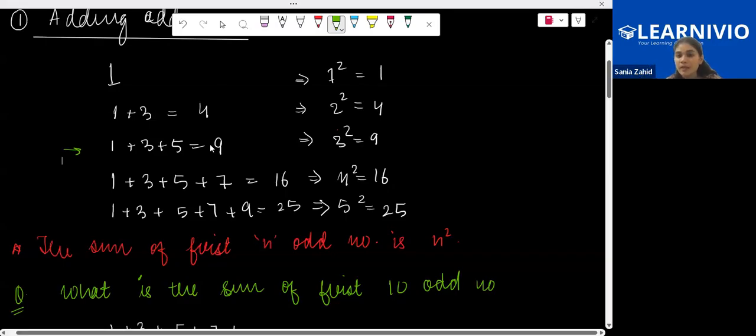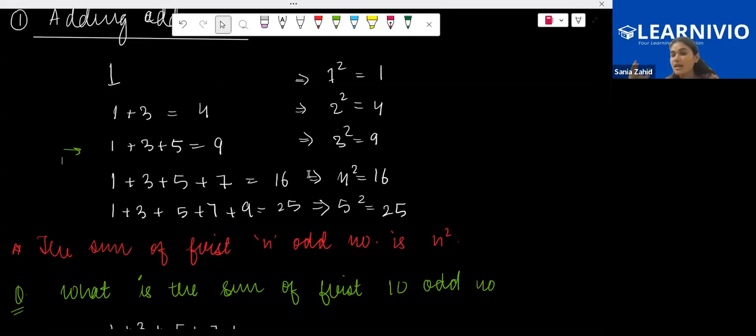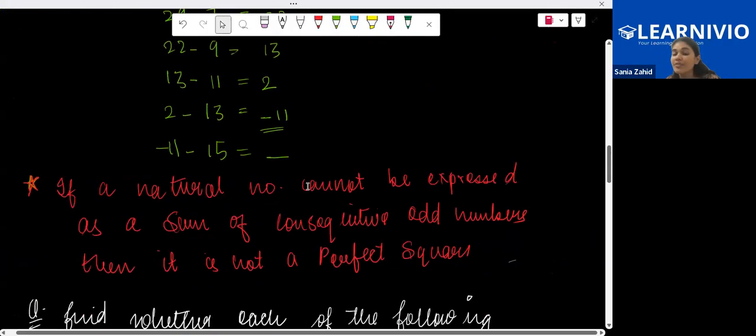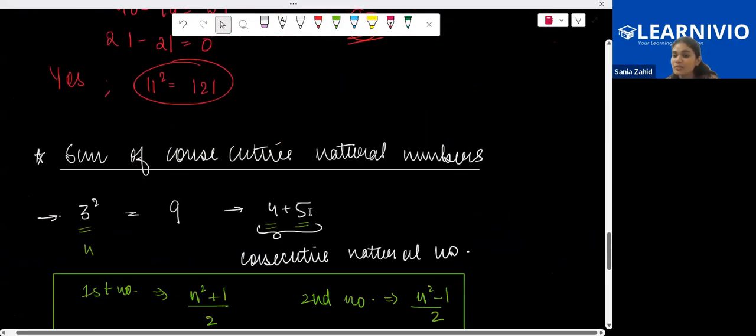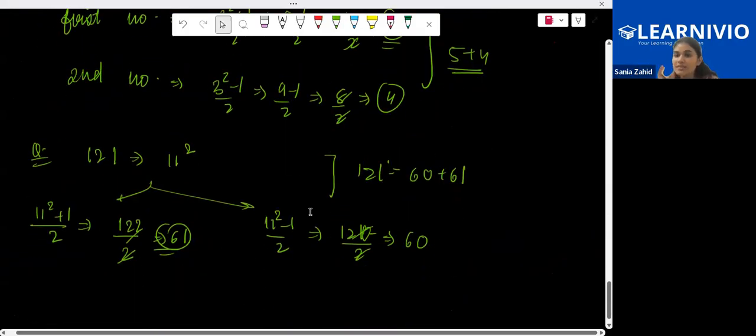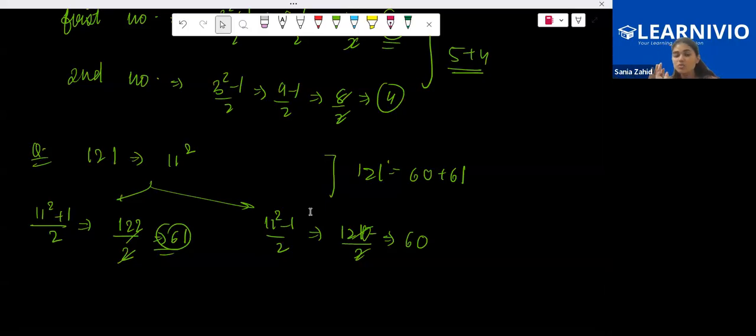Okay, children? Like if I ask you that 9 is the sum of how many odd numbers? Your answer will be 3. Why? Because 9 is a square of 3. Similarly, if I ask you 121 can be represented as a sum of how many odd numbers? What will be your answer? 11. Very good. And if I ask you it is a sum of what two natural numbers, then how will you solve it? 61 plus 60. So you'll do (121 plus 1)/2 and (121 minus 1)/2. So for both methods, don't be confused. These are two different types of questions. Okay, children?